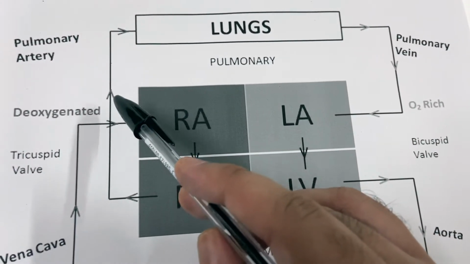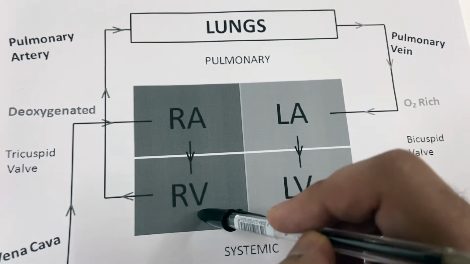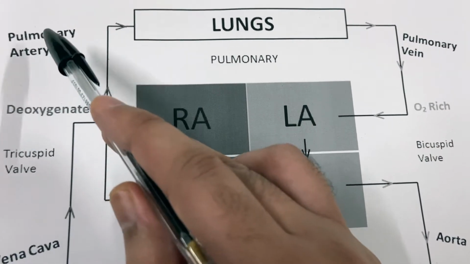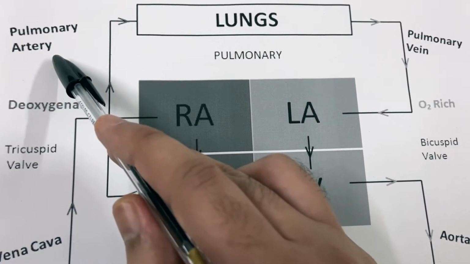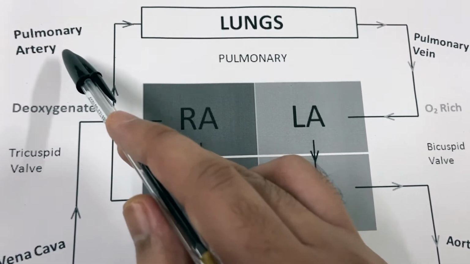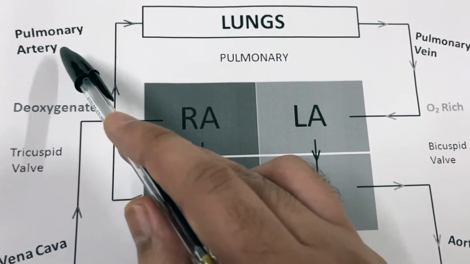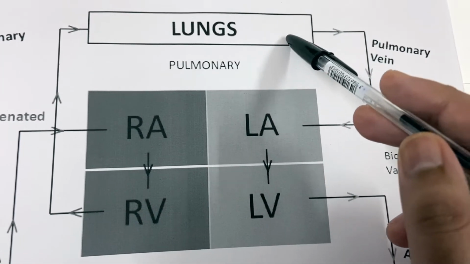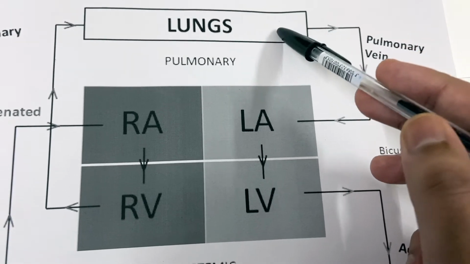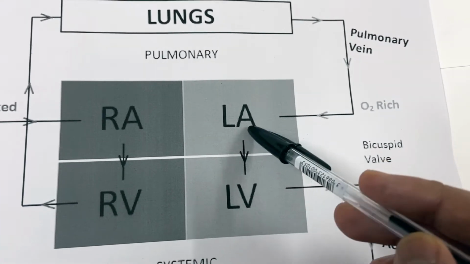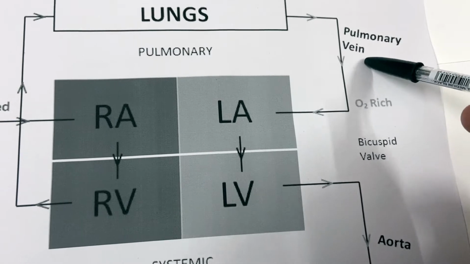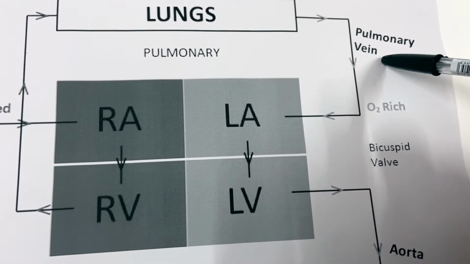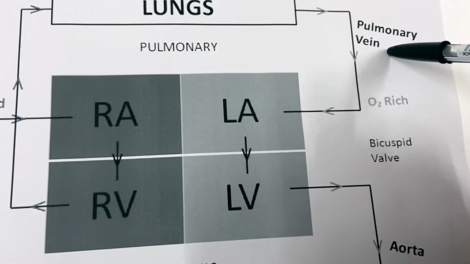The vessel which brings deoxygenated blood from the right ventricle into the lungs is pulmonary artery. Pulmonary artery is the only artery which is carrying deoxygenated blood because normally arteries carry oxygenated blood. Now from the lungs, the blood becomes oxygenated and this oxygenated blood enters the left atrium through pulmonary vein. So pulmonary vein is the only vein which carries oxygenated blood. Normally the veins carry deoxygenated blood.